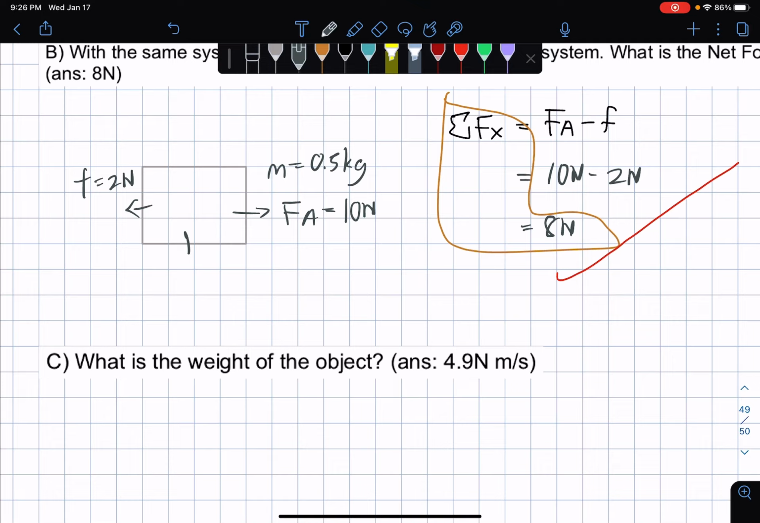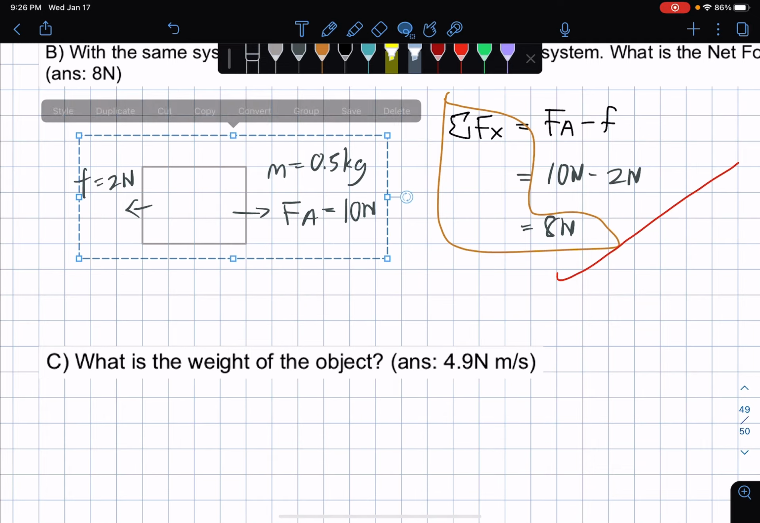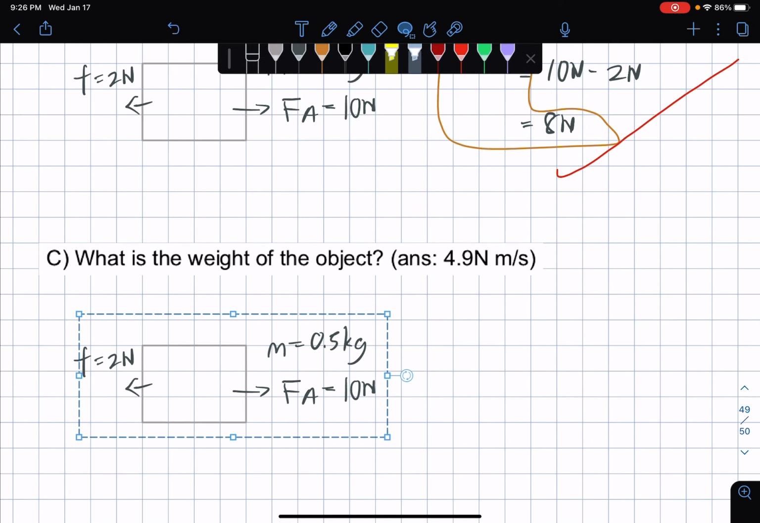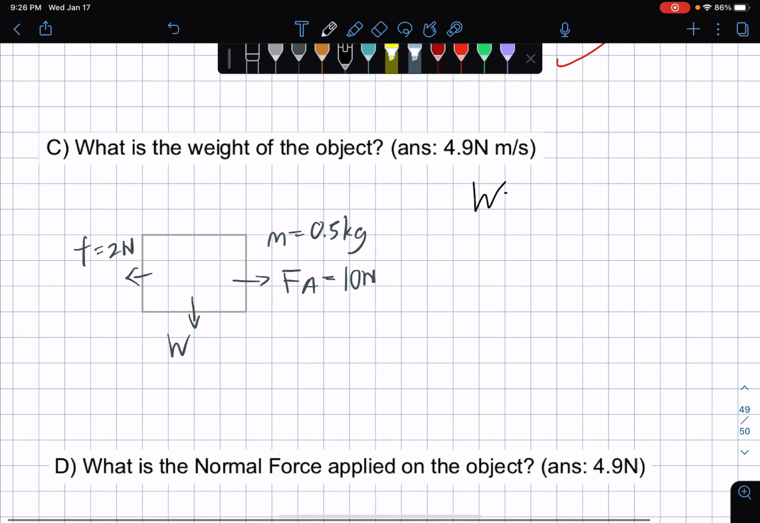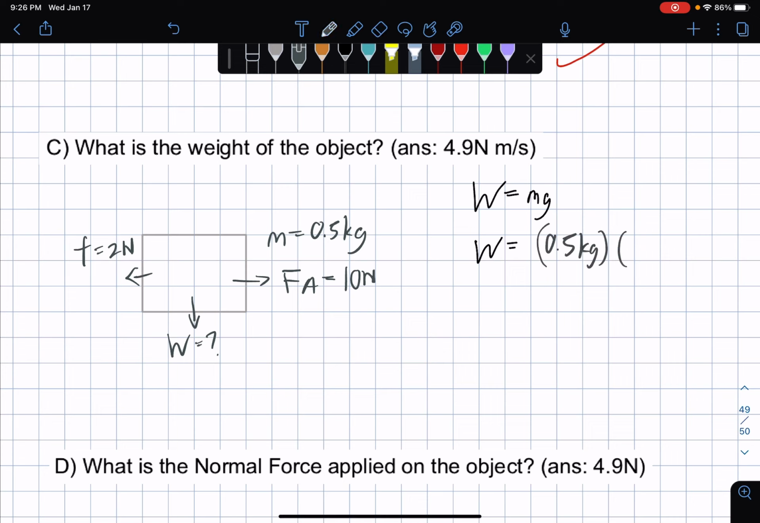How about the weight of the object? Let's duplicate the same diagram. We this time place W, the weight. So what formula do we use? W is equal to mg, such that the weight is missing. The mass, we know it's 0.5 kilograms, and the gravitational acceleration is 9.8 meters per second squared. So 0.5 times 9.8 is equal to what? 4.9.